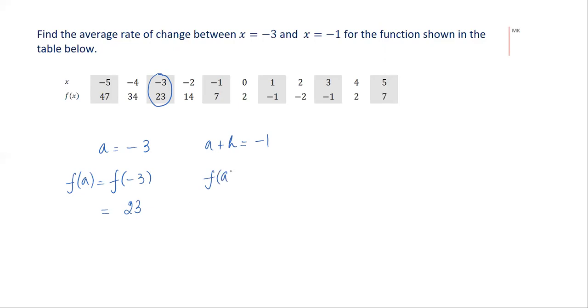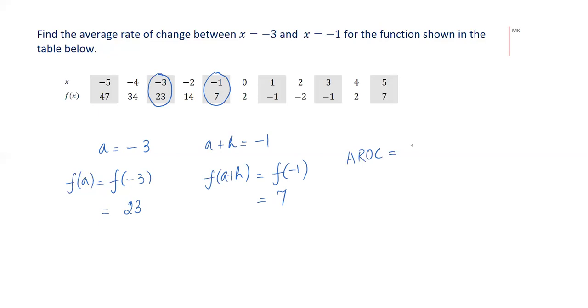Likewise, f of a plus h is f of -1. Go to the x value, which is -1, and find its corresponding f of x. Because you also have -1s in the f of x, so don't get confused. I'm sorry, not f. The value itself is 7, the 7. And of course, the difference in h can be found as well. But just for variety, I'm going to put that right in the formula as we see it.